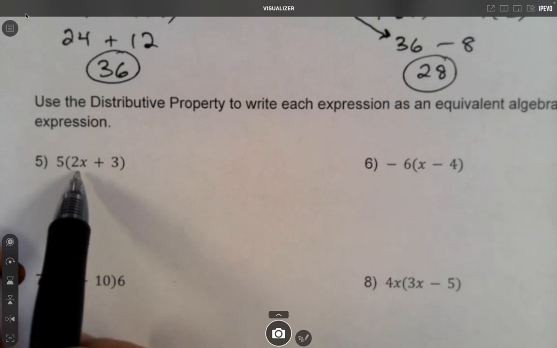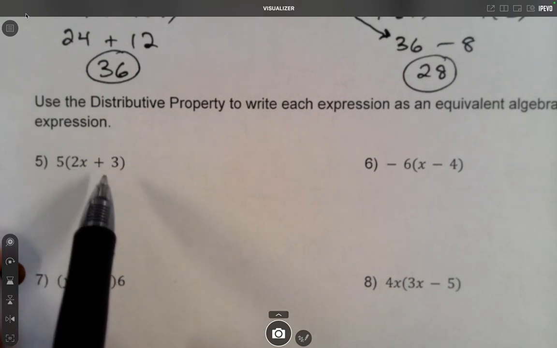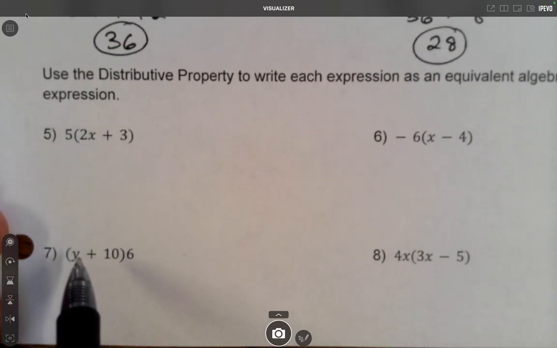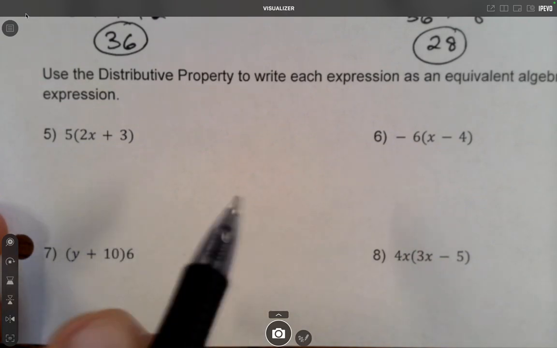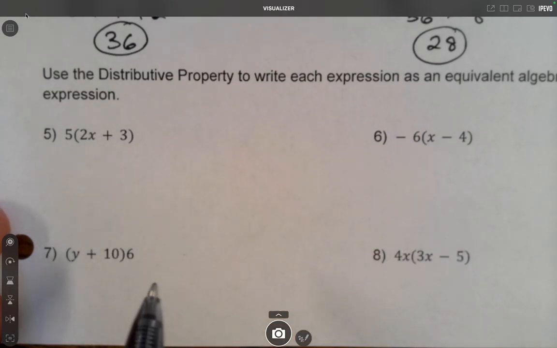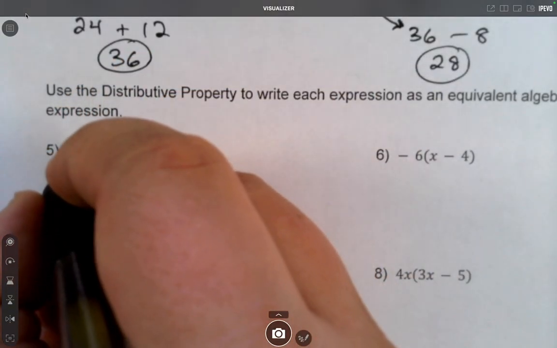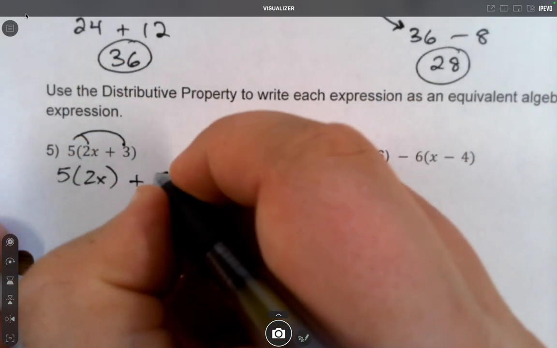2x has an x, 3 does not, so we cannot combine those two. So our only option is the distributive property. Same down here. This has a y, this doesn't, so we cannot combine those two. Our only option is the distributive property. We follow the same steps we did before. We do 5 times the first one plus 5 times the second one.